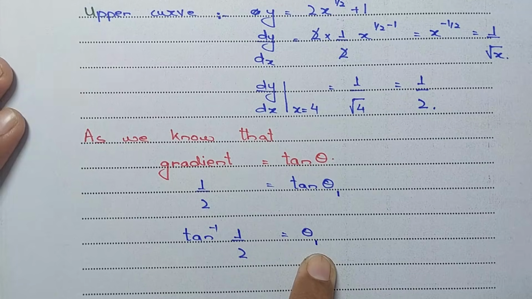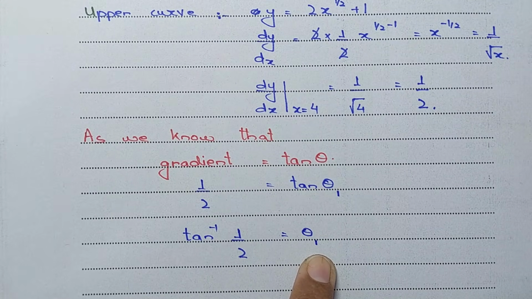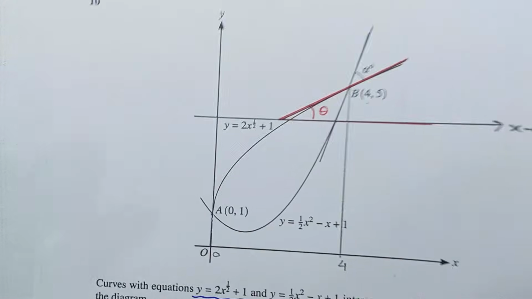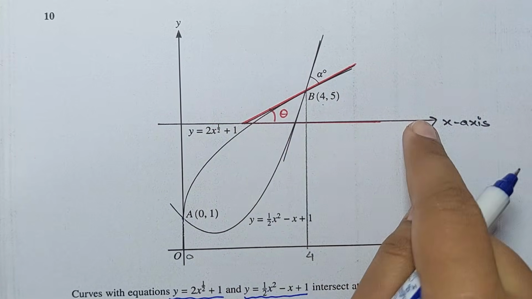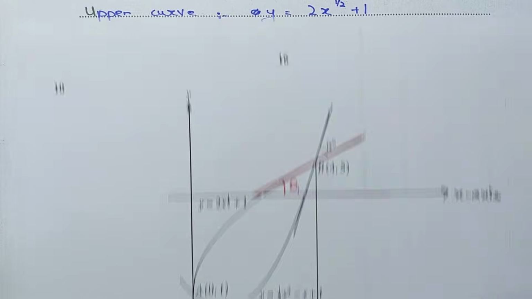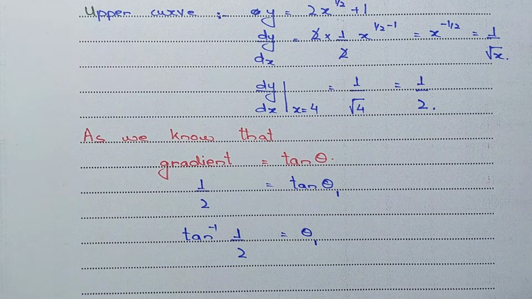So what is your value for theta? We have to use the concept that tangent theta is the gradient, or the gradient of a curve is basically tangent theta. And what is theta? Theta is the angle that the equation of tangent makes with the positive x-axis. This is your theta 1, right? Now we have to do the same thing for the lower curve.